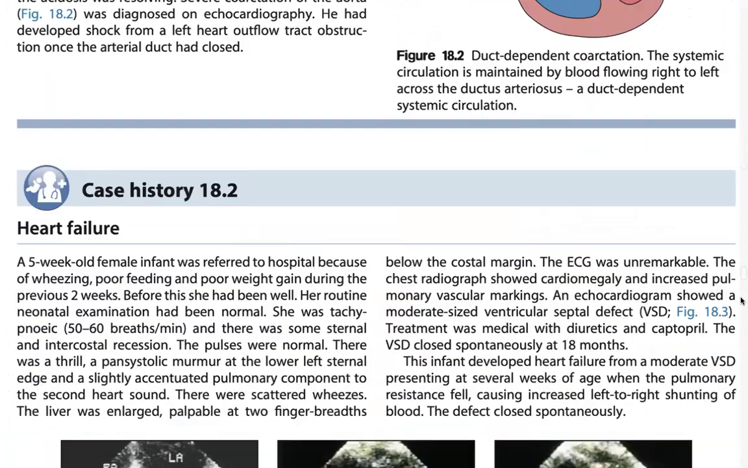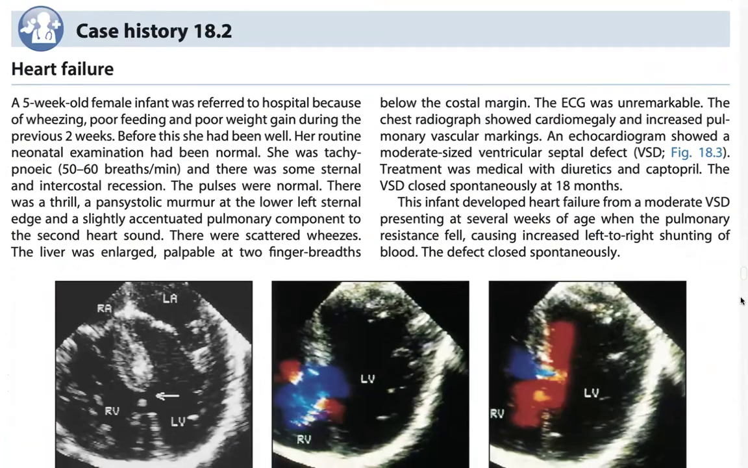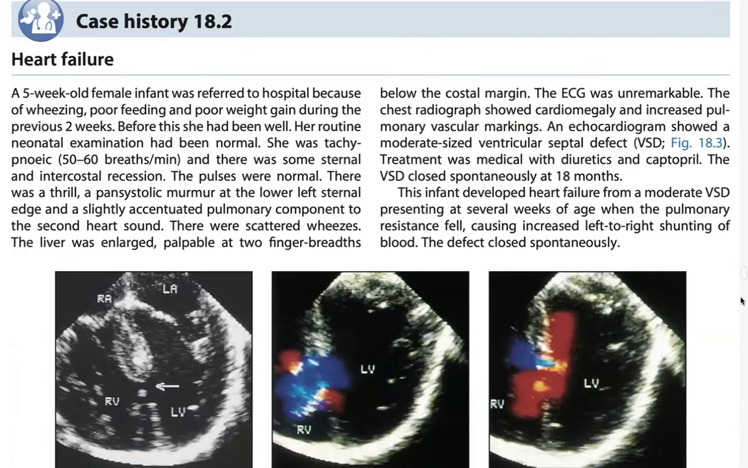Saturated Dr. System circulation, heart failure, a 5 feet momentum, which I could do hospital because of reason to feed into weight gain during the previous 2 weeks. Before this, you had been routine neonatal examination in normal stage equipment. 50-60% low. There was some stirring in the vascular session because normal there was still passes out of the lower legs and the range and slightly exonerated from the component of those sediments.